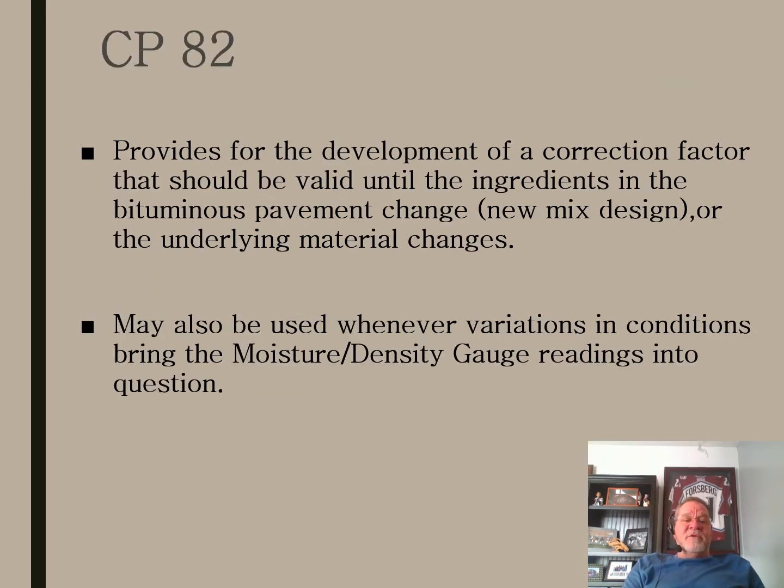CP82 provides for the development of a correction factor, which should be valid until the ingredients in the mixture change or an underlying material changes. This is why different layers require a different compaction test section, because they're typically not the same material. It may also be used whenever variations in conditions bring the moisture density gauge into question. If the numbers start being erratic or varying, you may do another correction or correlation factor.